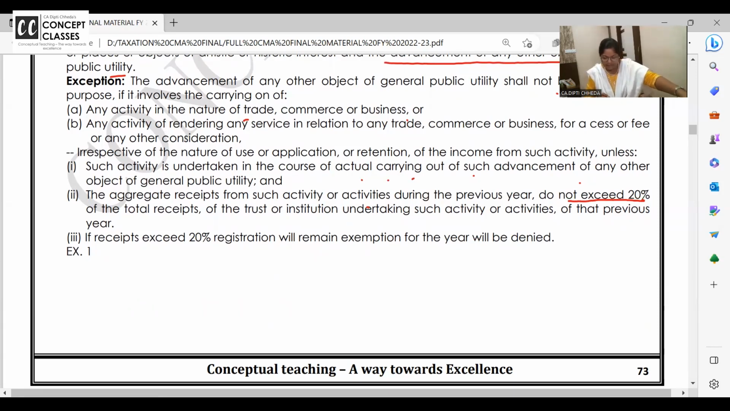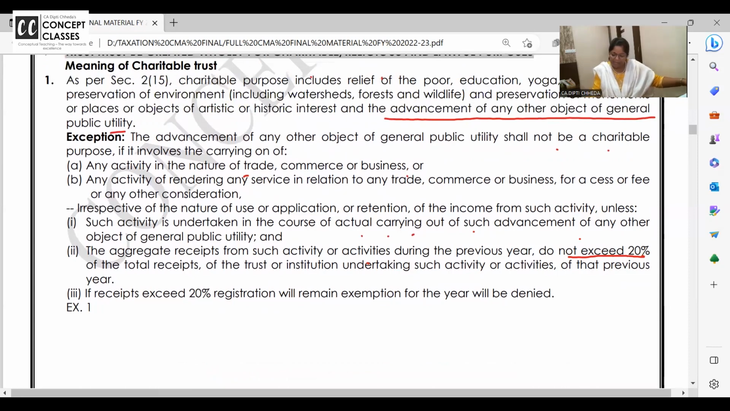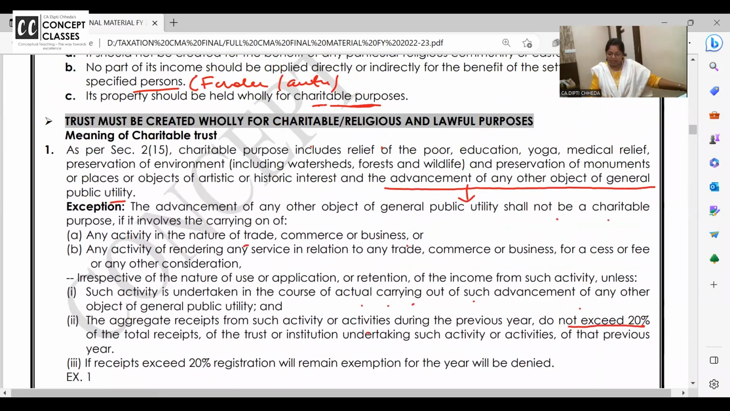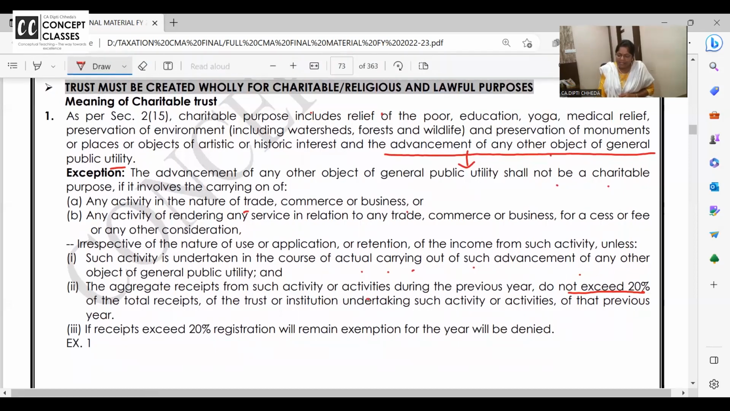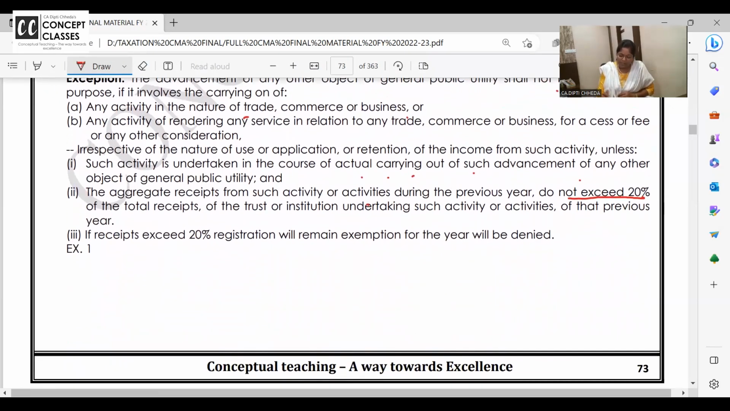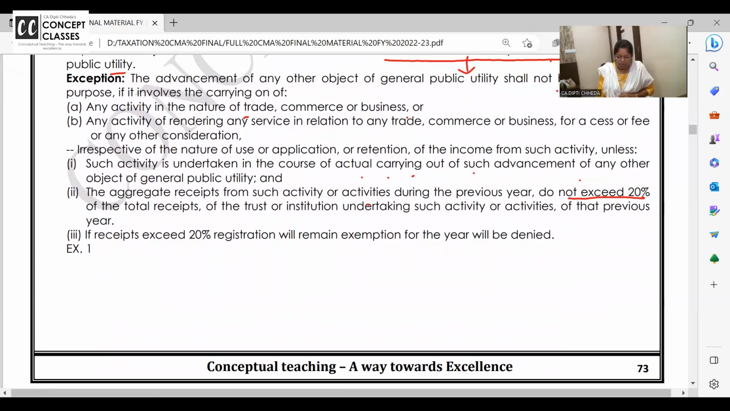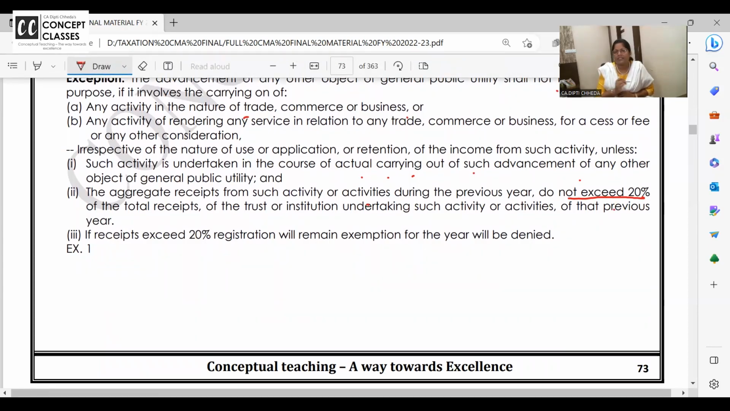Of the total receipts of the trust. किसके लिए applicable है? See, if your object is education, yoga, and through that you are having 50% business income, no problem. Absolutely no problem. तो फिर problem कहाँ पे है? Where the problem is? Problem is if you are having your object as advancement of any other object of general public utility, then your business activity should not be more than 20% of the receipts.